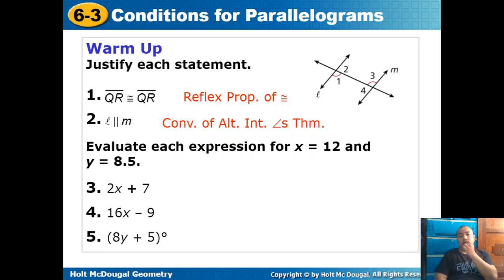Now let's evaluate each expression for x equals 12 and y equals 8.5. So number 3, 2x plus 7, substitute x by 12. 24 plus 7 is 31. How about 16x minus 9? 16 times 12 minus 9, so that's equal to 183. 8y plus 5. That means 8.5 times 8 plus 5 is equal to what? 73 degrees.